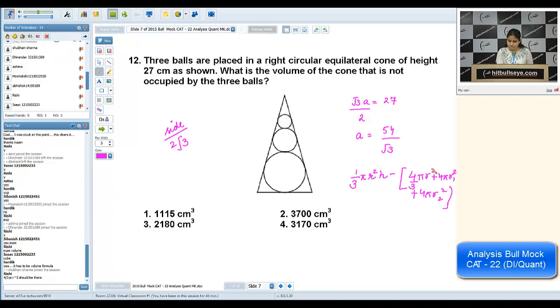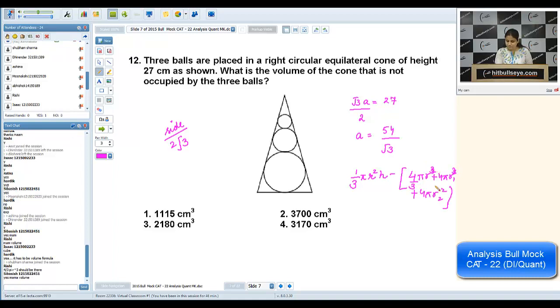Sorry, I'm so sorry. It should be 4 by 3 pi r cube. I have written area by mistake. Yes. Thank you so much, Rishi.